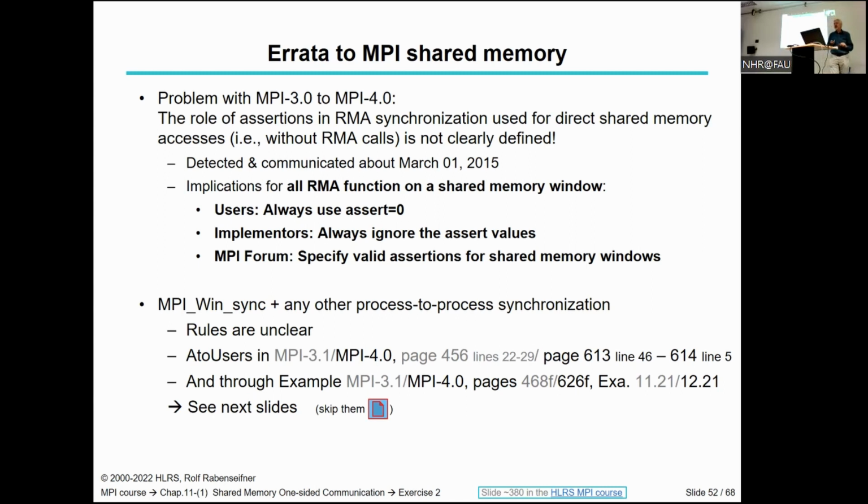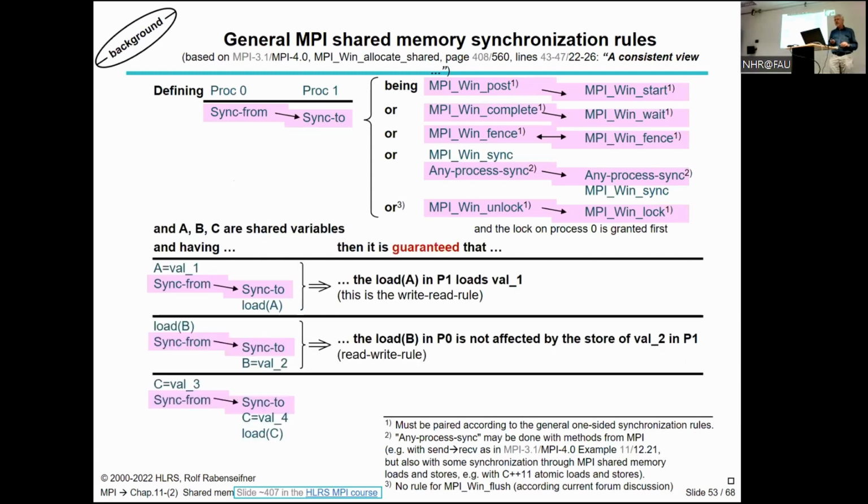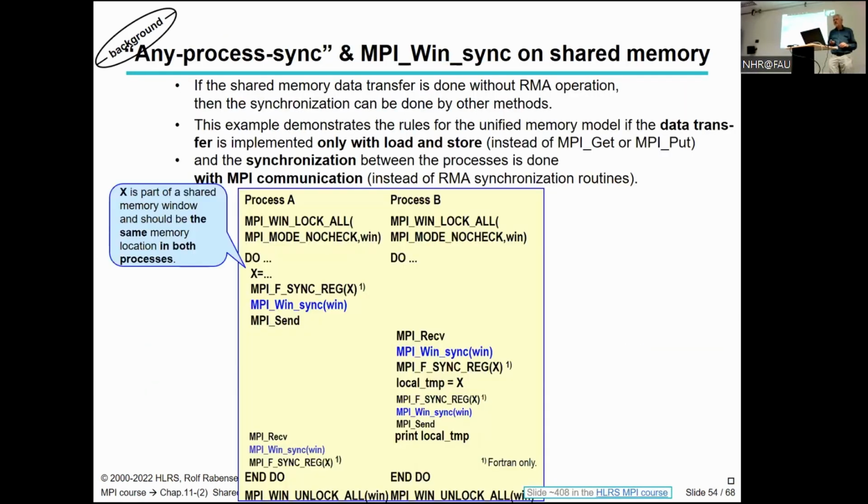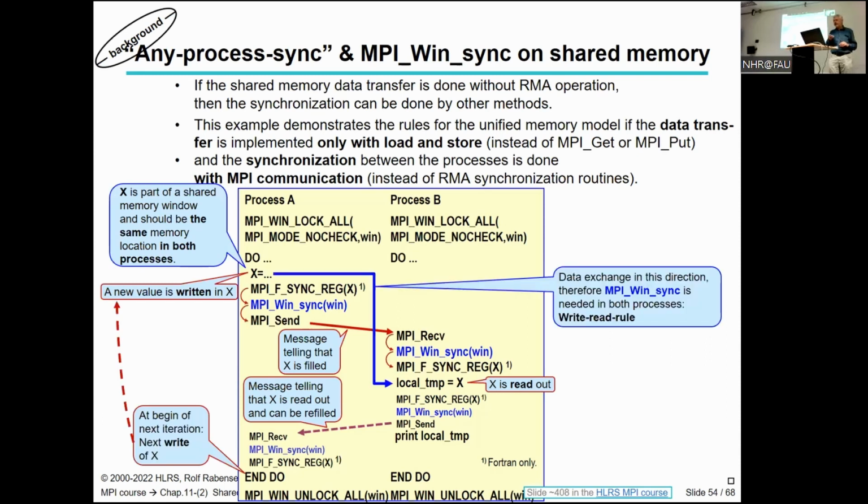And the other thing is Win sync and any other process-to-process synchronization. It is specified in the MPI standard, but in the example, these Win syncs are only for sending data. Here X is a shared variable that is written, and this is propagated to the other side through a synchronization here in the empty message, using send receive only for synchronization purposes. And then the Win syncs are needed.